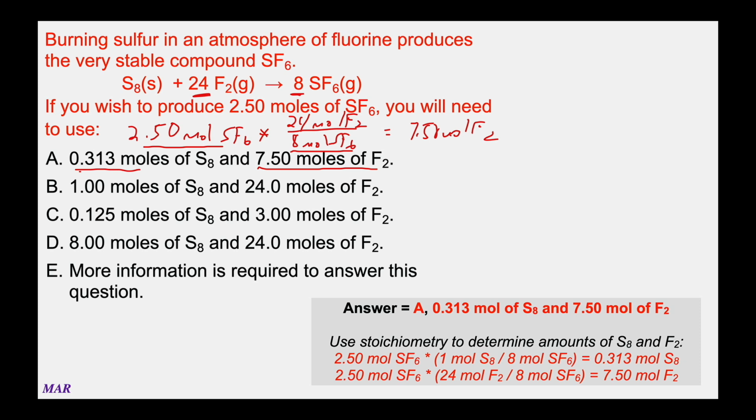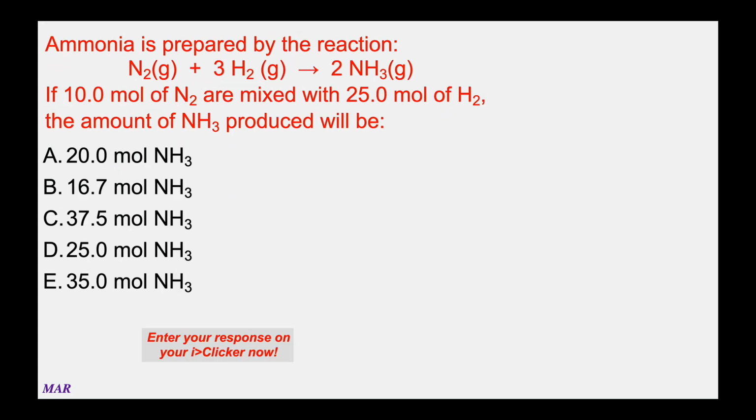Kind of a powerful technique. If you have a balanced equation, there's a lot of things you can do, and this is like one example of how that works. Ammonia is prepared by the reaction nitrogen plus 3 hydrogen makes 2 ammonia. And in this problem, we have 10 moles of nitrogen, and mixing them with 25 moles of hydrogen, the amount of NH3 produced will be, and there's 5 different answers. So see if you can use your understanding of the stoichiometric factors to figure out what's going on.